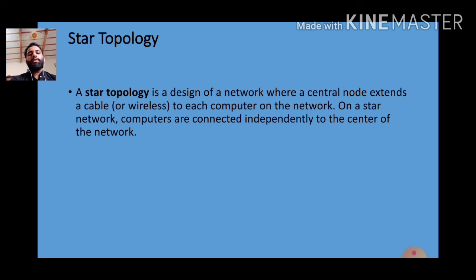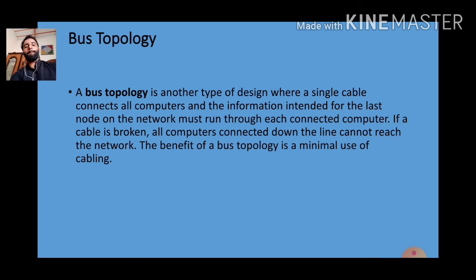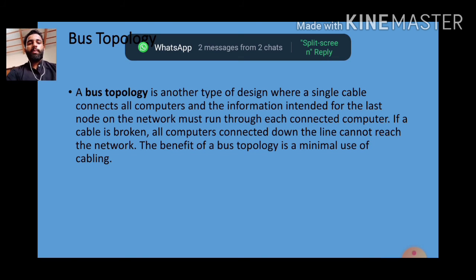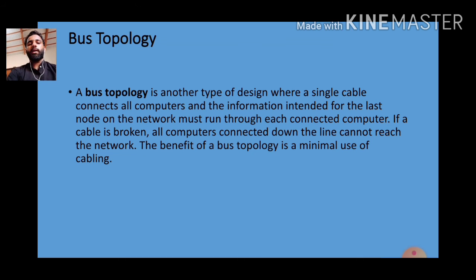And another type is bus topology. A bus topology is another type of design where a single cable connects all computers, and information destined for the last node of the network must run through each connected computer. If the cable is broken or a computer goes down, the signal cannot reach the rest of the network. The benefit of a bus topology is minimal use of cabling.